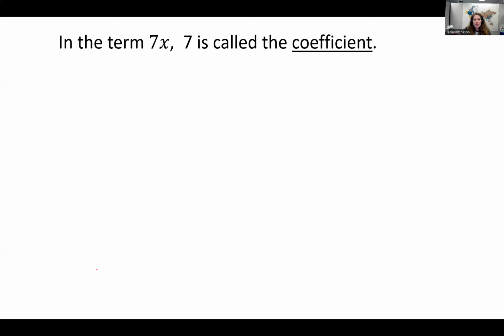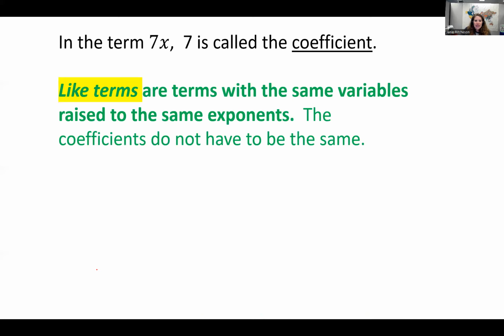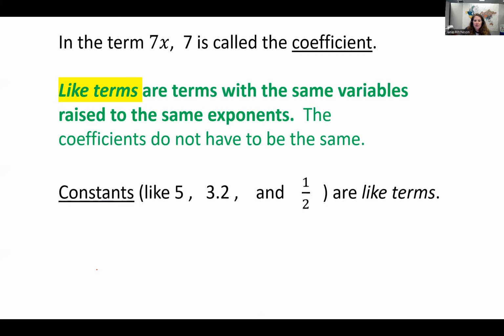All right, in the term 7x, 7 is called the coefficient. Like terms are terms with the same variables raised to the same exponents. The coefficients do not have to be the same. Also, a constant is a number not multiplied by a variable. So all constants are like terms. For example, 5 and 3.2 and 1/2. All of those are constants. So those will all be considered like terms.